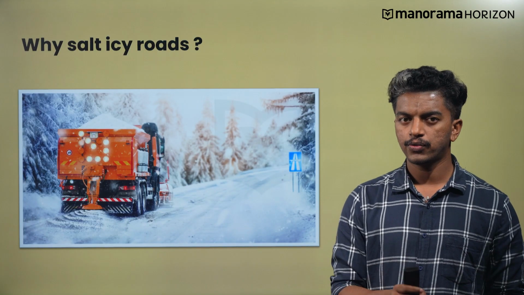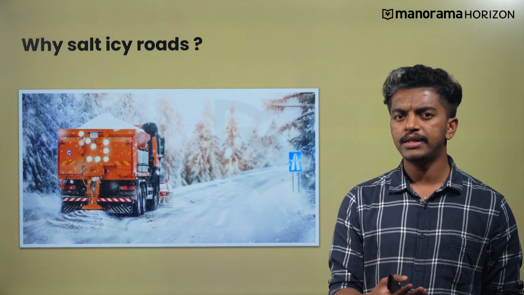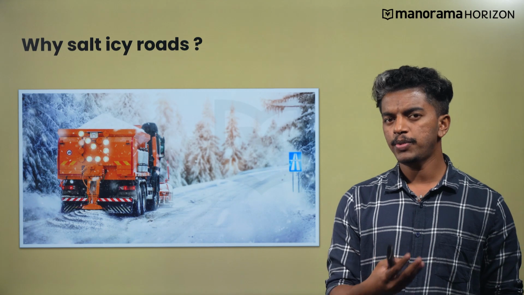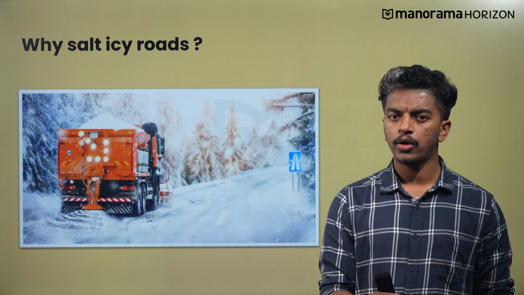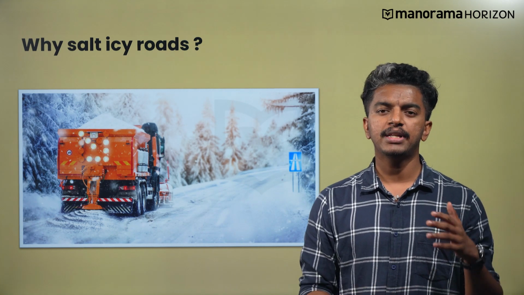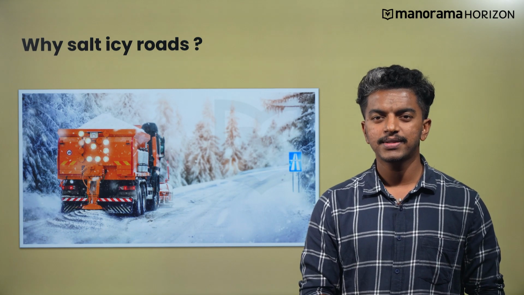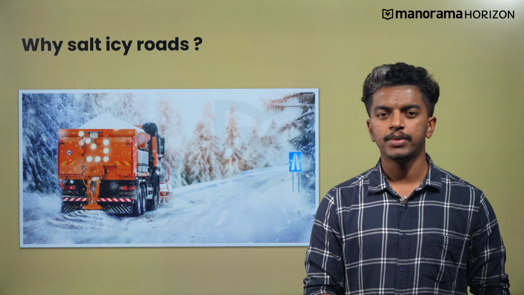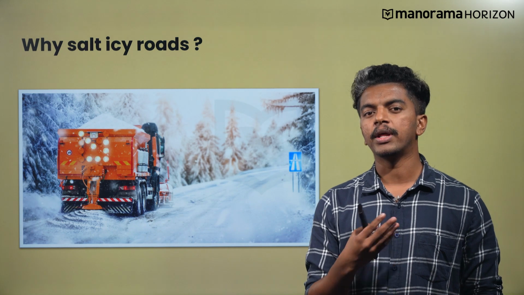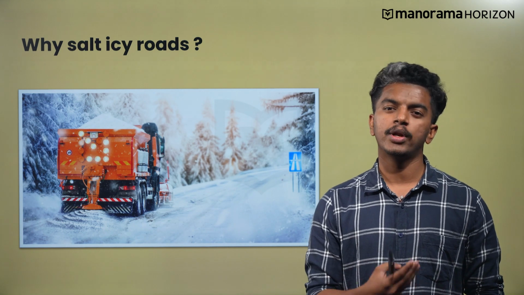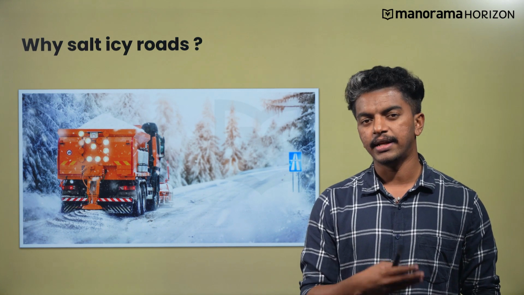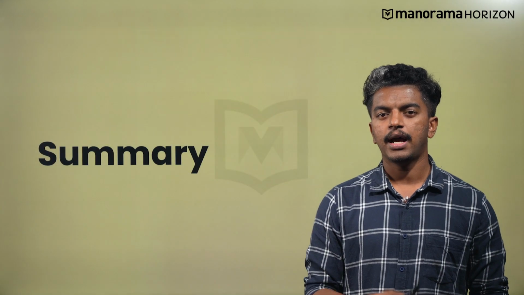Have you seen pictures of salting roads during snowy winters in cold countries? The purpose of salting the road with sodium chloride or calcium chloride is to prevent the accumulation and freezing of snow on roads. Do you know the chemistry behind this? In order to explain the chemistry behind salting of roads, you should learn colligative properties. We will discuss colligative properties and their applications in the next video. With this, I will summarize this video.